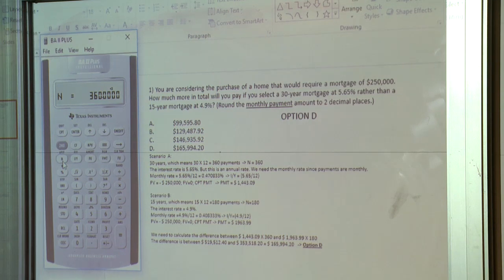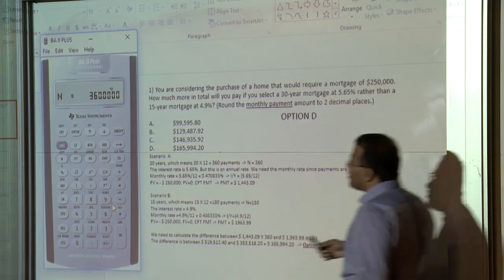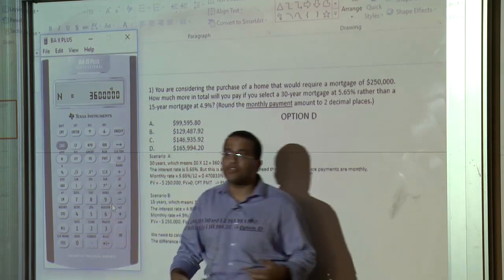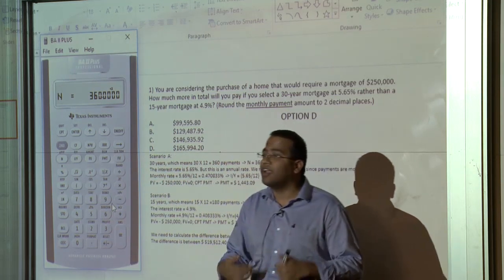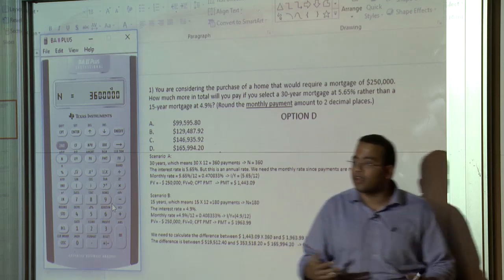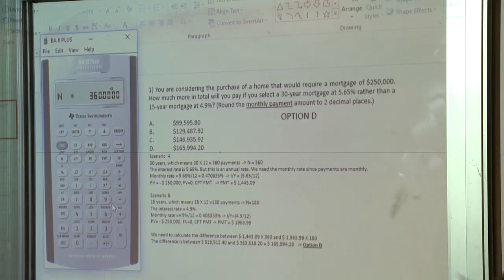That's point number 1. Point number 2, we need to put in the monthly rate for the button that says I/Y. I/Y stands for interest per year, but again think of it as interest per period. Okay, not per year. So the interest per period in this case is going to be 5.65 divided by 12. So let's compute that first. Divided by 12. Okay, that's this number here. I'm going to put this into my calculator as I/Y. Okay, that's fed in the I/Y to the calculator now.